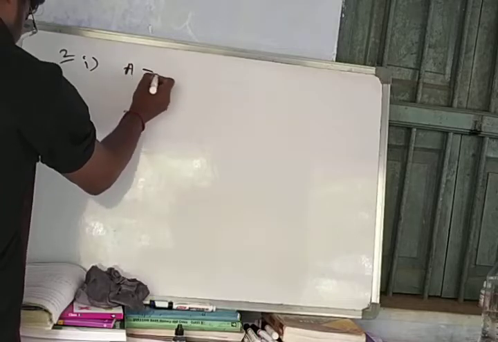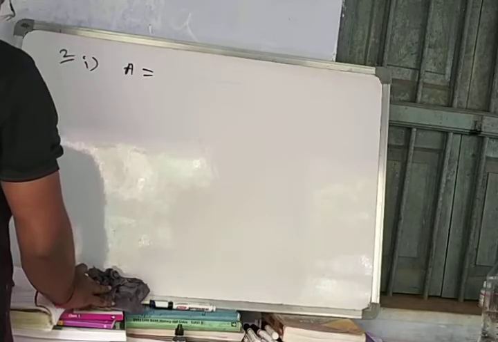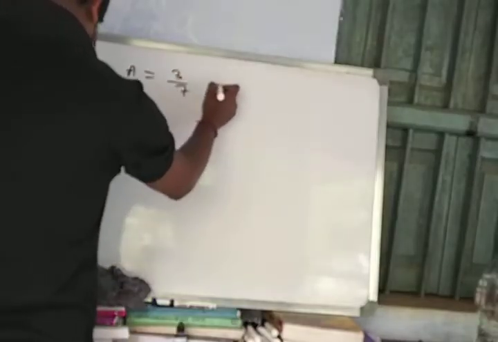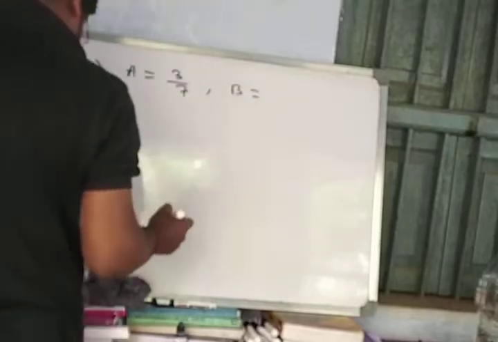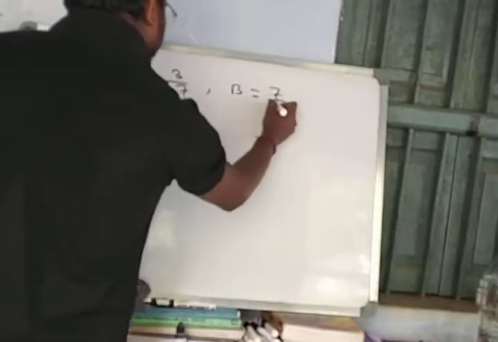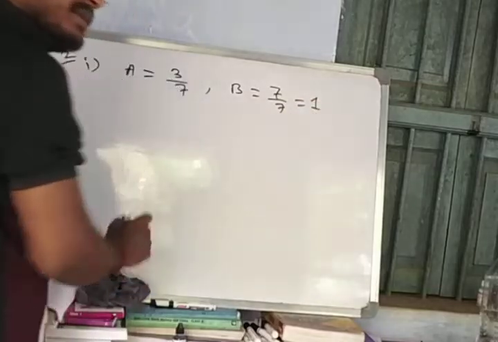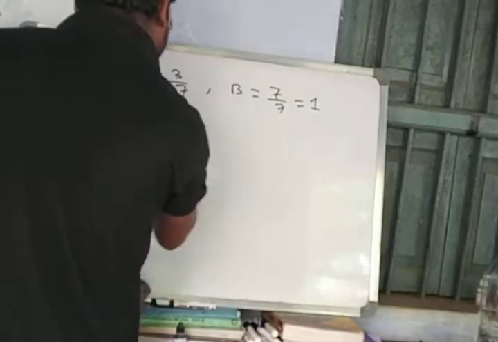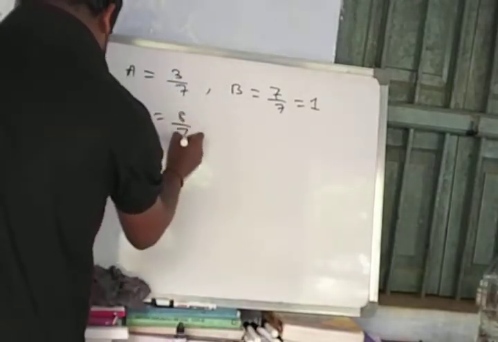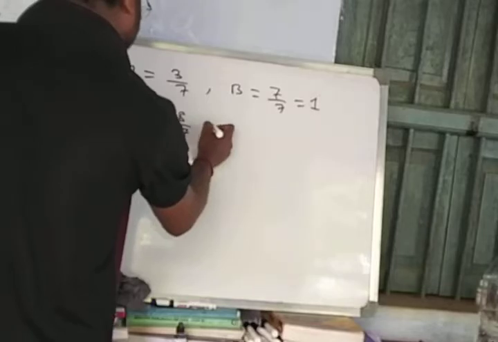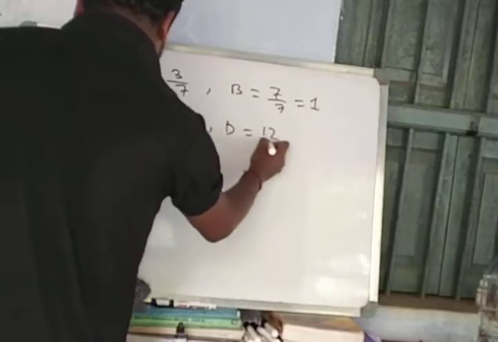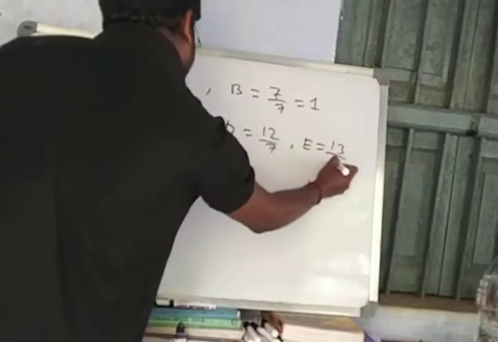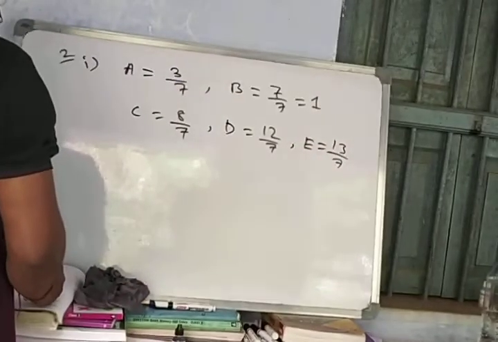From the number line we can say that, just see A, the first one 1 by 7, 2 by 7, A will be 3 by 7. Now B, it is 7 by 7, 7 by 7 means it is equal to 1. You have to write 1, not 7 by 7. You have to write the answer in simplest form. Then C is 8 by 7 and D is 12 by 7. E is 13 by 7.